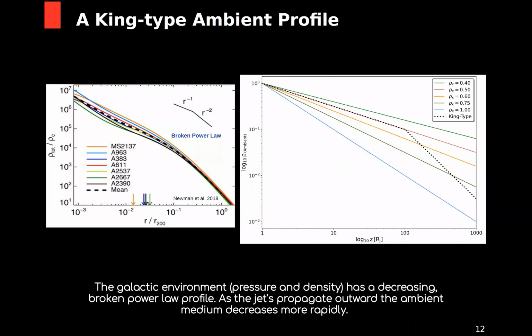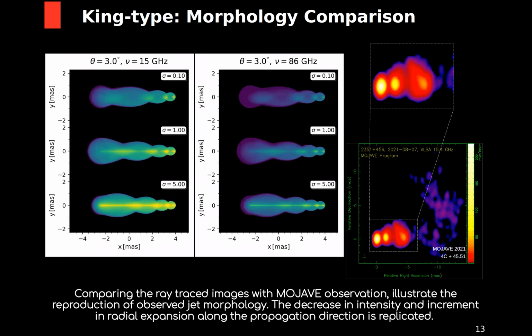And then we go forward, and at least now I do not show the single-dish spectrum, I just focus on the morphology. So this would be a jet at a 3-degree viewing angle, at 15 gigahertz and 86 gigahertz. And now what is happening is that the ambient has a broken power law. So roughly from 0 to 100 RJ in the Z direction, you keep one profile, and then after that you allow it to expand more freely.